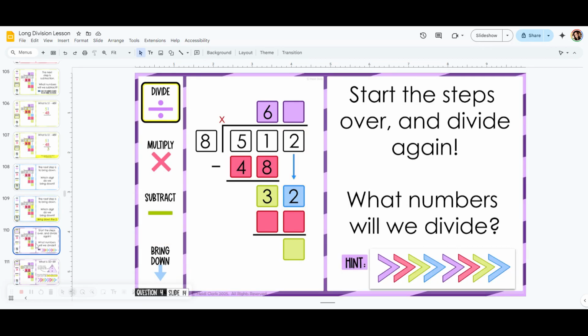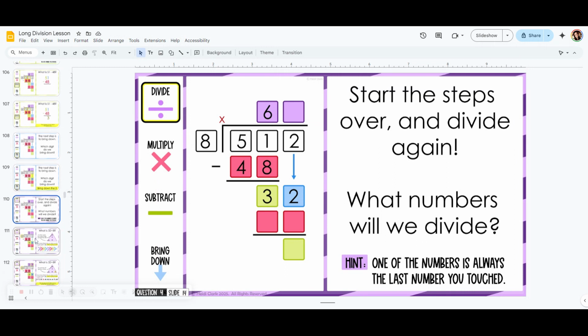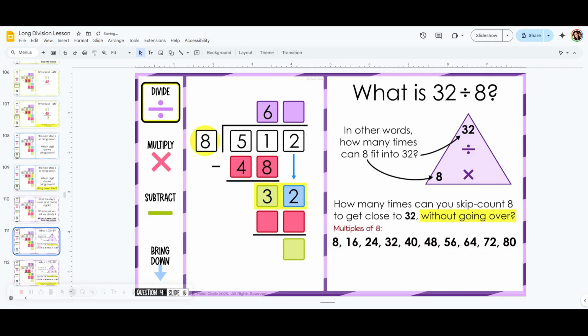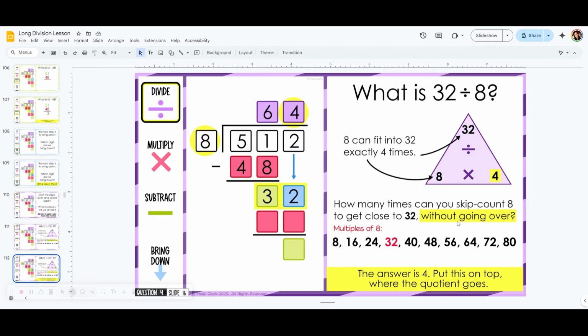And now we're going to start the steps over and divide again. So what numbers are we dividing? And use that hint. One of the numbers is always the last number you touched, which was the 2. That's a hint, but you're going to use the 3 and the 2 actually. Keep the 3 from before. With the 2, you're doing 32 divided by 8. In other words, how many times can 8 fit in or multiply into 32? Or how many times can you skip count 8 to get close to 32 without going over? 1, 2, 3, 4. And you actually hit it exactly. The answer is 4. Put this up top where the quotient goes.